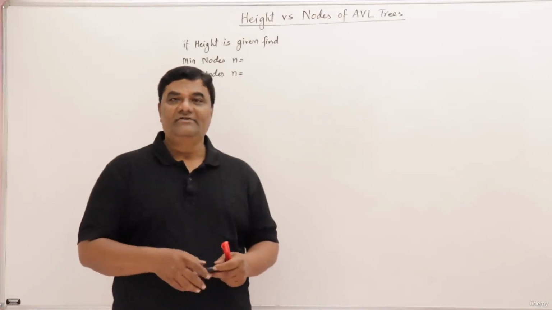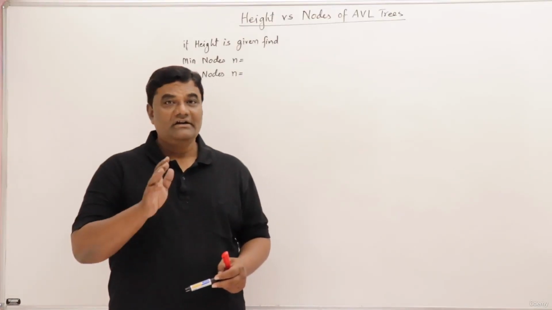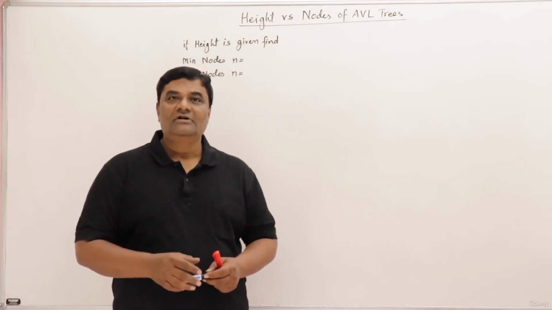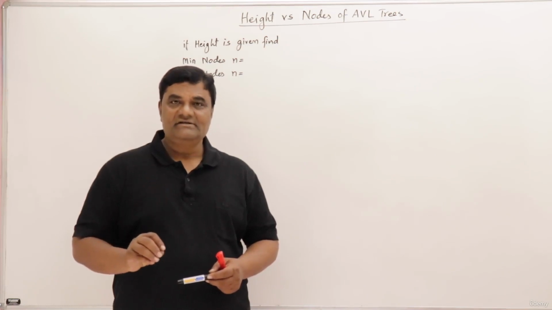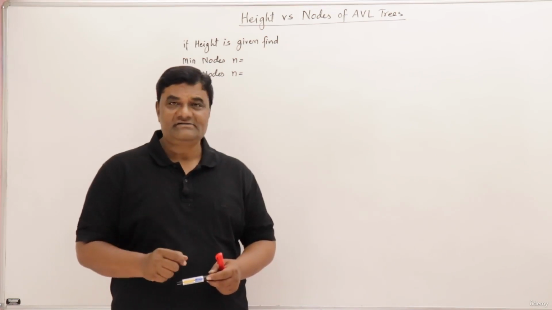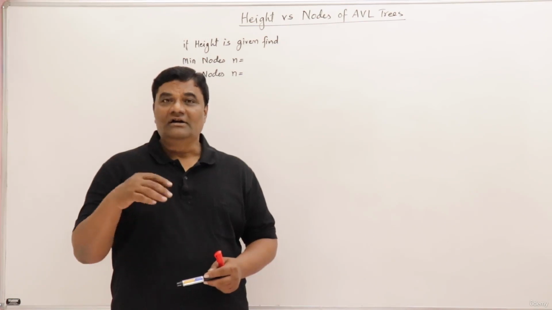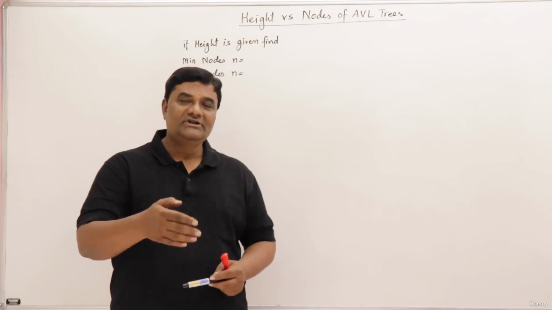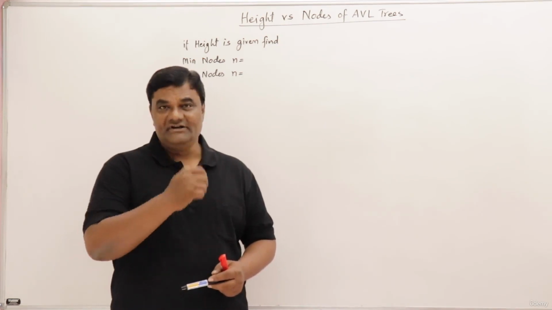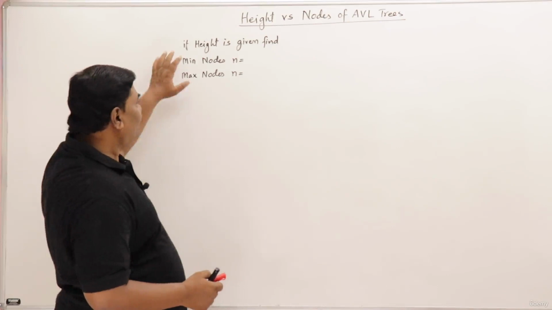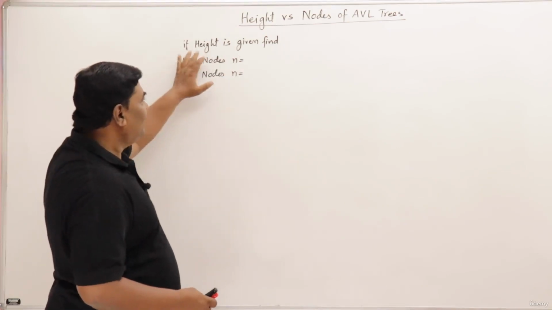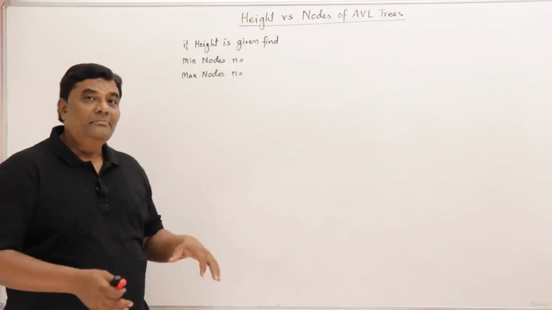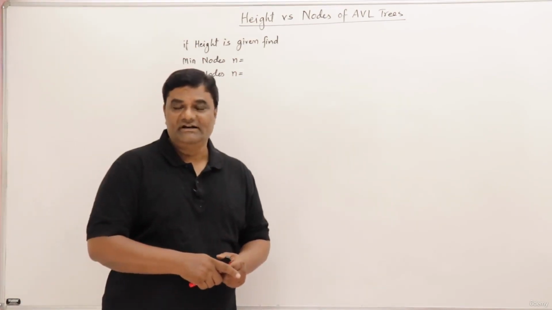Yeah, the topic is height versus node analysis for AVL trees. Similar analysis we have already done for general binary trees, strict binary trees, and also for complete or strict n-ary trees. Now we'll do that analysis upon AVL tree. If the height of an AVL tree is given, then find the minimum and maximum number of nodes possible in that height.